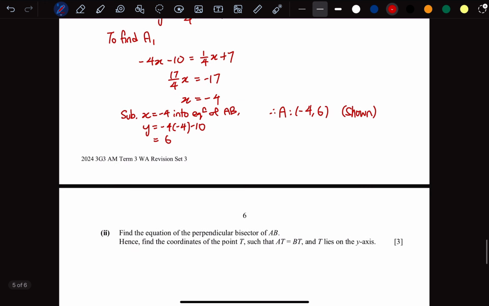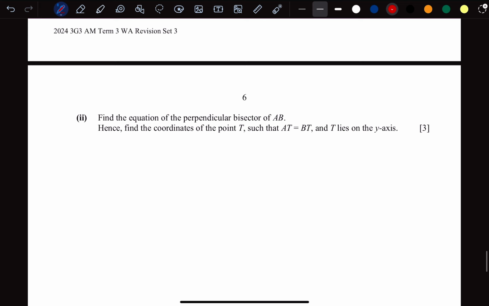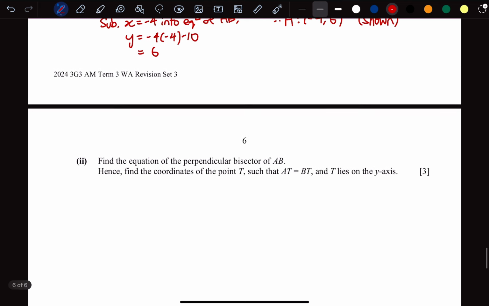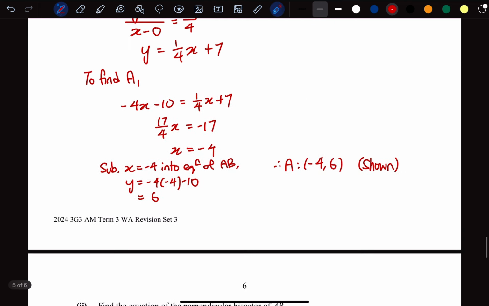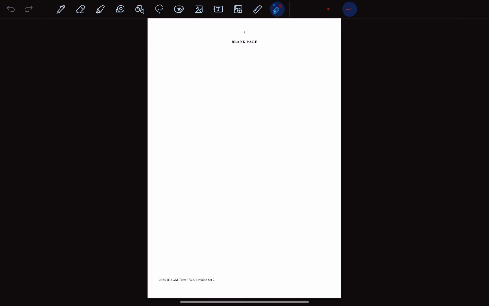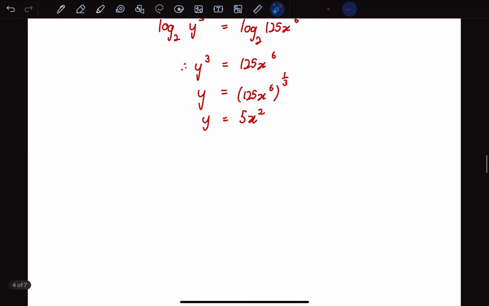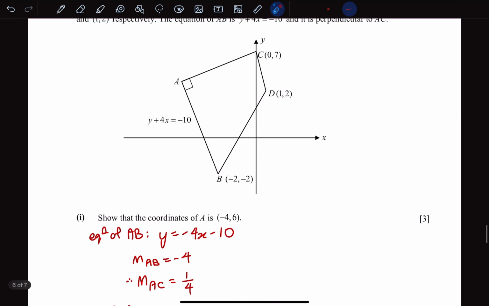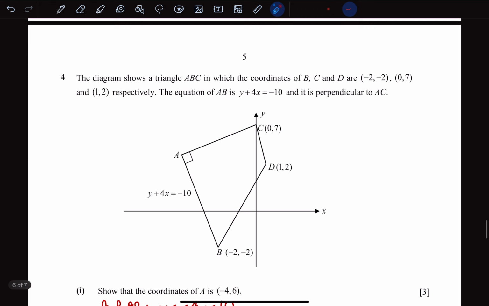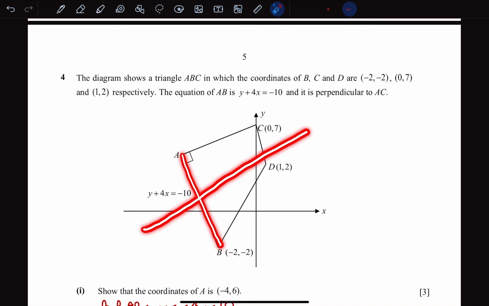Alright, so let's look at part 2 now. Find the equation of the perpendicular bisector of AB, and hence the coordinates of point T, where T lies on the x-axis. So what you are supposed to do in this case is find the equation of the perpendicular bisector of AB. This is the line AB. I must find the perpendicular bisector that cuts AB in half at a right angle. And this point over here is point T.